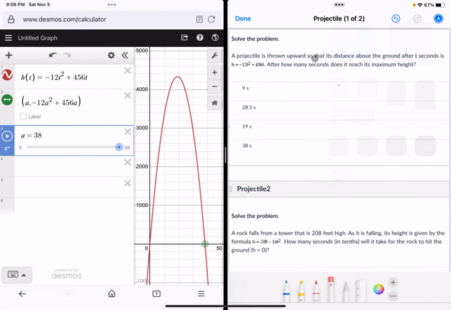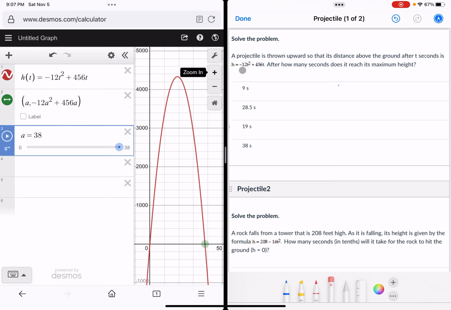Now, let's look at this question. A projectile is thrown upward so that its distance above the ground after t seconds is this function. That's h of t equals negative 12t squared plus 456t. The equation right here. After how many seconds does it reach its maximal height?